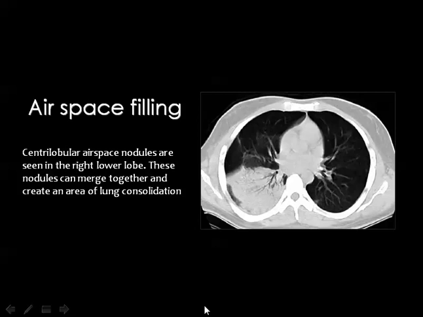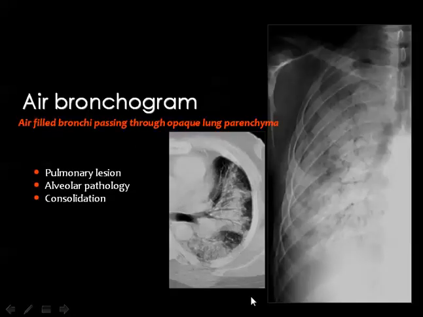Then we come to the second pattern, which is the consolidative pattern, where you can see an area of consolidation, and you know the area of consolidation by the presence of the classic air bronchogram. Air bronchogram means that you have patent bronchi filled with air running through an opacity of abnormal, let's say, fluid or something in the alveoli. You replace the air in the alveoli with other material, but the bronchi are still patent. Then you get this classic appearance, which is known as air bronchogram.